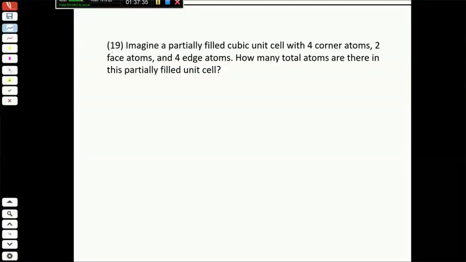So here we're just talking about a partially filled cubic unit cell, and it has 4 corner atoms, it has 2 face atoms, and it has 4 edges. We want to know how many total atoms are there in the partially filled cell. So what we do is we think about where these different atoms are located in the cube.